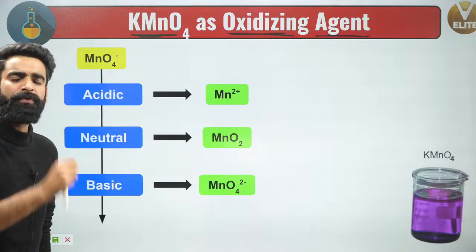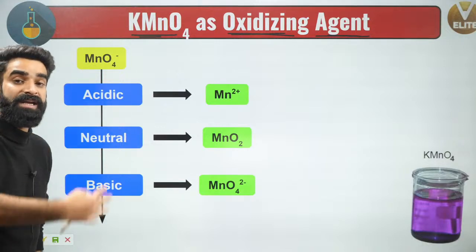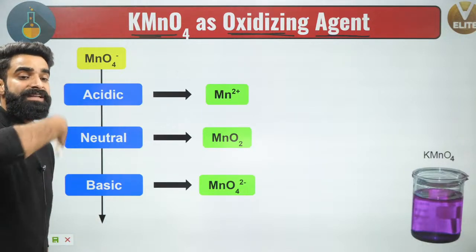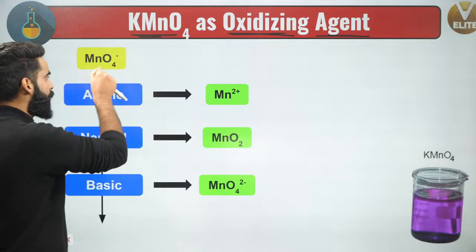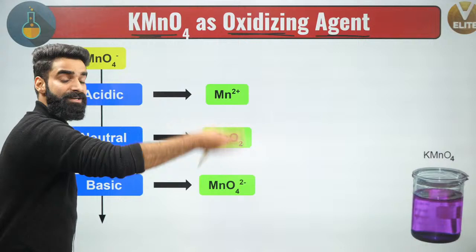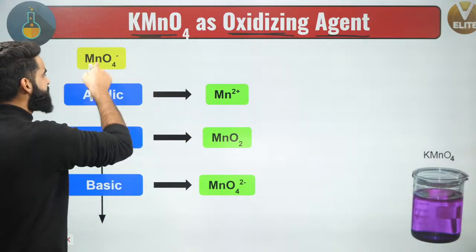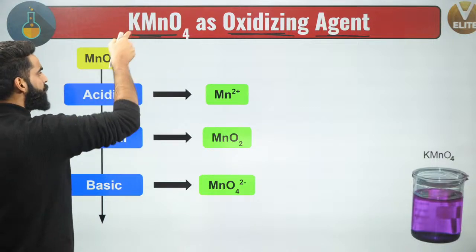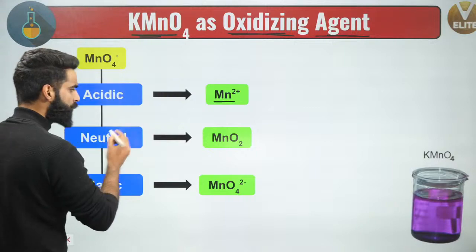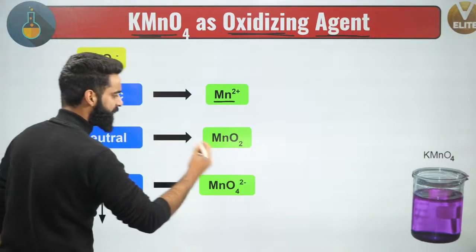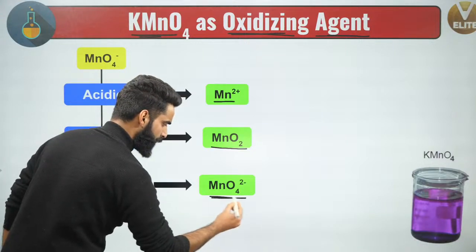Remember guys, your KMnO4 right here will be acting as the oxidizing agent. If it is acting as the oxidizing agent, it is going to oxidize others and itself undergoes reduction. Now people, this MnO4 negative, or you call it KMnO4, in acidic medium, gets converted to Mn di positive. In neutral medium, this MnO4 negative gets converted to MnO2. And in the basic medium, it gets converted to MnO4 di negative.